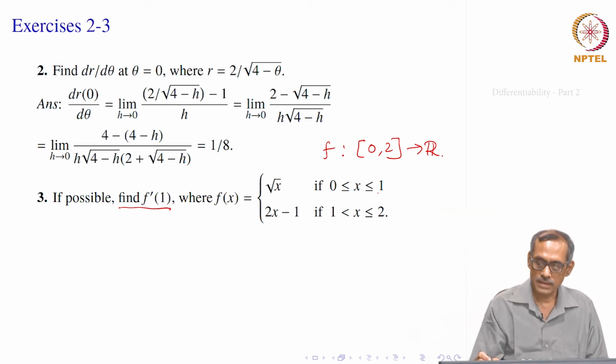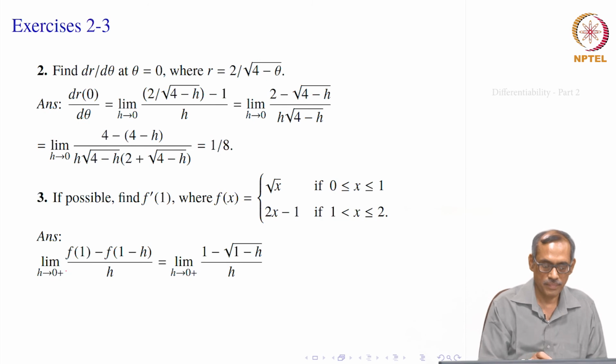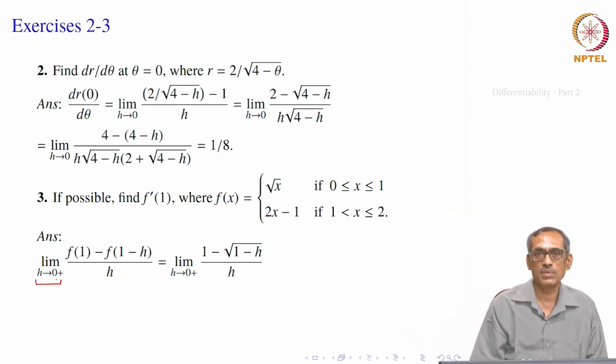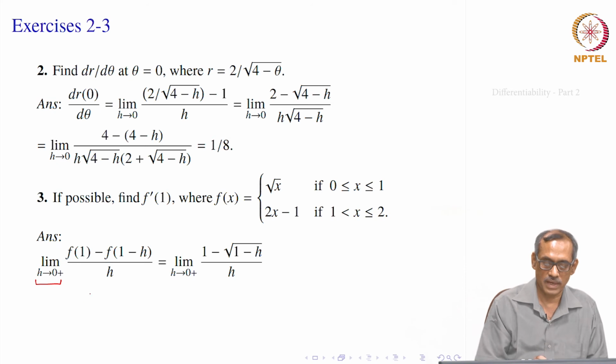So, for f prime of 1, on the left side there is one definition, on the right side there is another definition, and f of 1 is equal to 1. Okay, so let us try. Now, we have to get the limit from both sides. So, let us take the left side limit first. Left side limit is f of 1 minus f of 1 minus h divided by h as h goes to 0 plus. Usually, instead of h goes to 0 minus, this will be convenient. So, we take the other way.